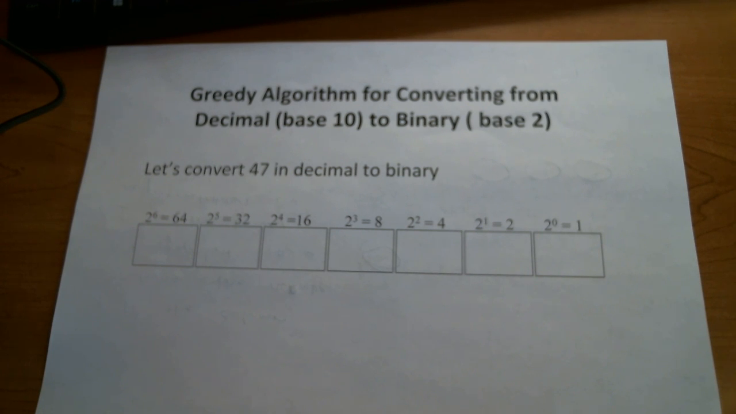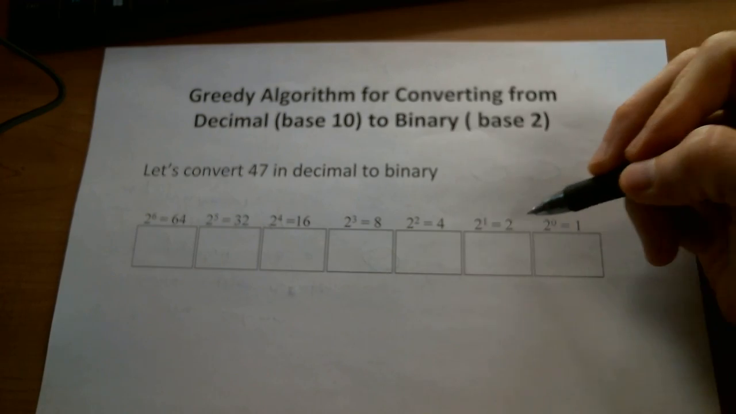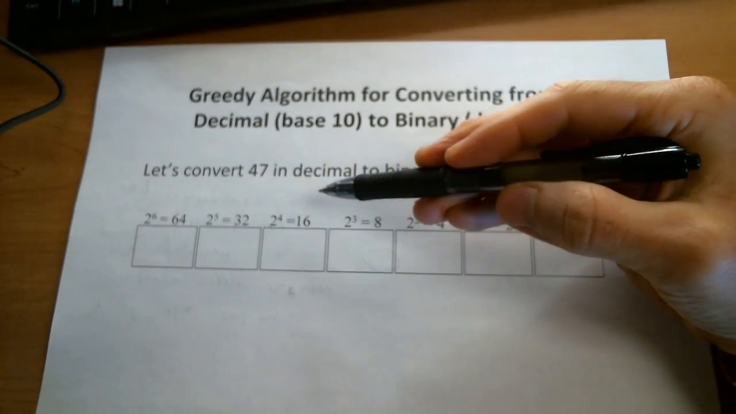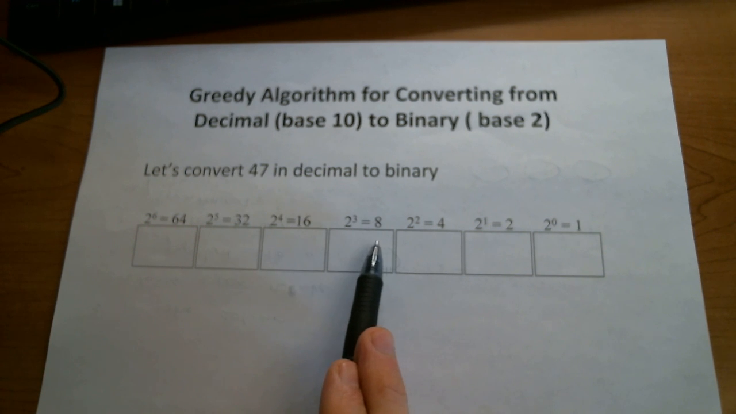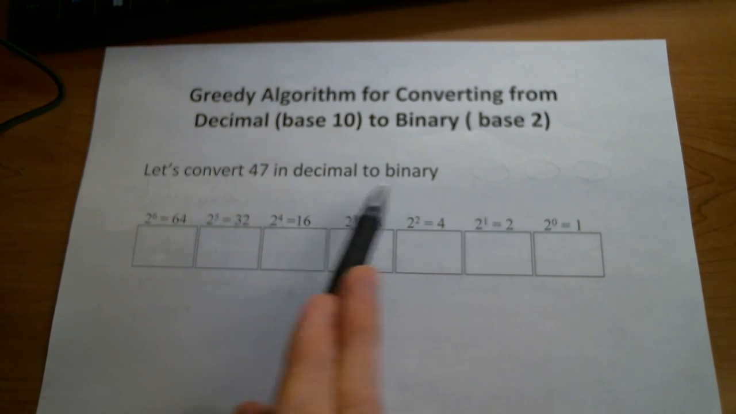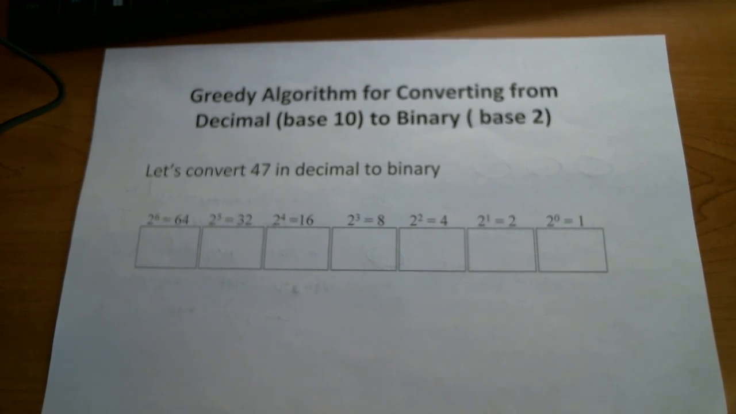And the greedy algorithm is basically where we try to take out the biggest number possible. So if we think about our powers of 2, 2 to the 0, 2 to the first, 2 to the second, 2 to the third, 2 to the fourth, 2 to the fifth, 2 to the sixth, we know that those are 64, 32, 16, 8, 4, 2, and 1. The sooner you get comfortable with these numbers, the better, because they're going to show up again and again and again.